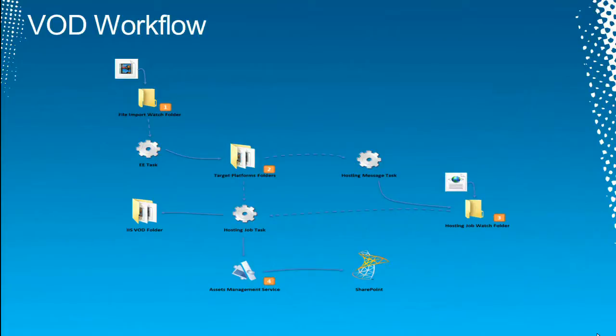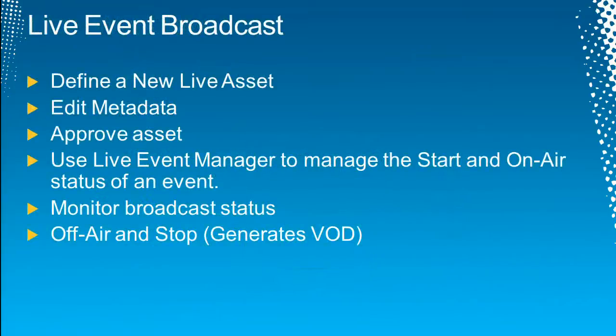Okay. So this basically just walks through exactly what I just talked about. Content gets dropped into a watch folder. We spin up an Expression Encoder task and do an encode on it. We then move the content off to an IIS origin. And then finally, we go through the process of calling in through the web services in order to take all of the metadata associated with that content and populate it into SharePoint.